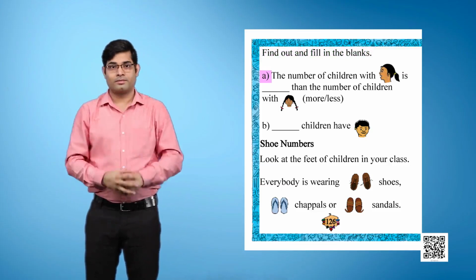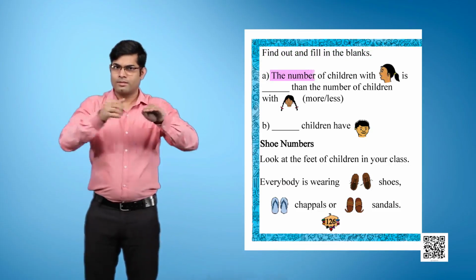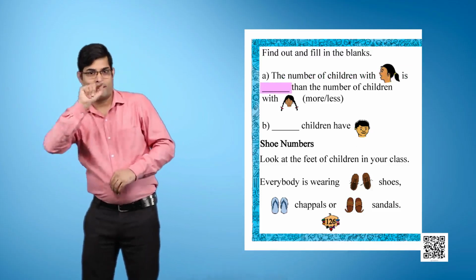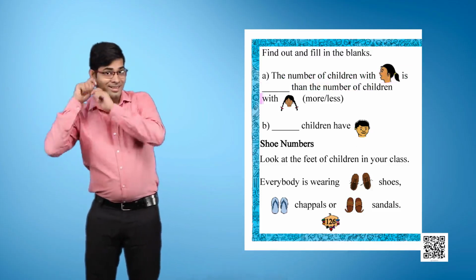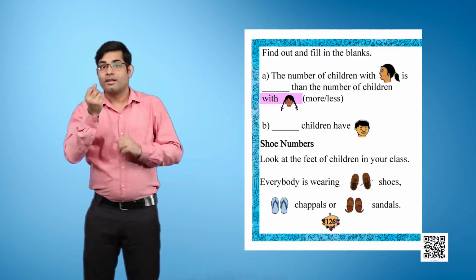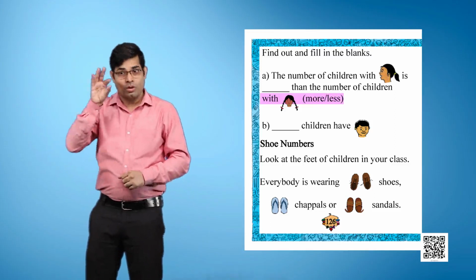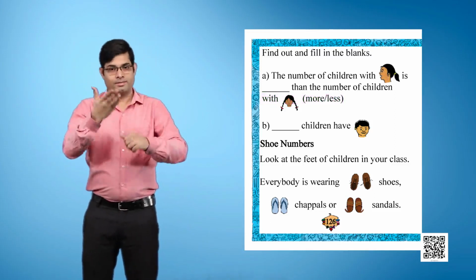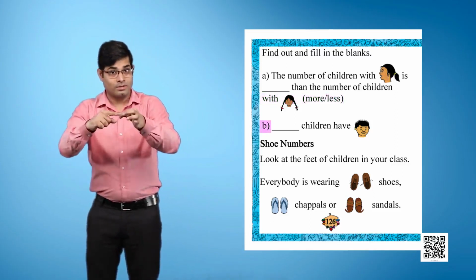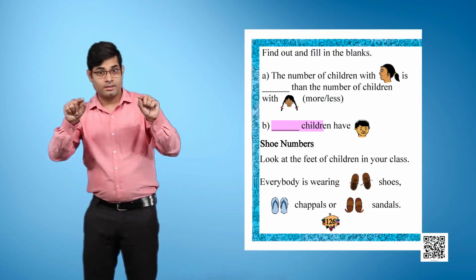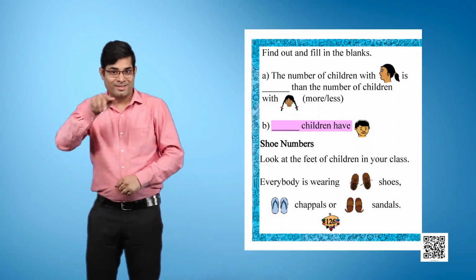Question A. The number of children with 1 ponytail is dash. Then the number of children with 2 ponytails. The options are more or less. Question B. Dash children have no ponytail.